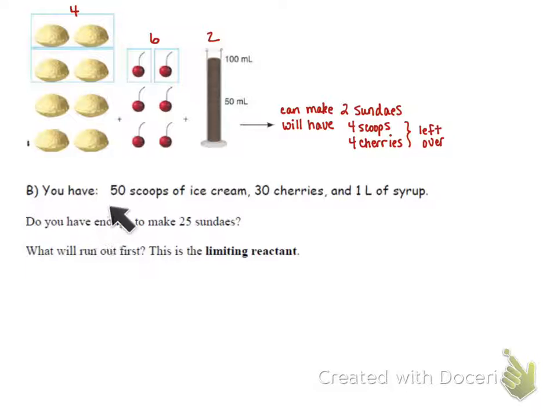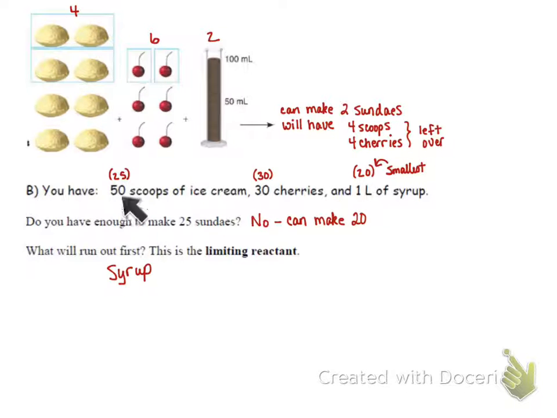So let's say we have 50 scoops of ice cream, 30 cherries, and 1 liter of syrup. So again, go through each amount and figure out how many sundaes you could make. And we could make 25 sundaes from our ice cream, 30 sundaes from the cherries that we have, but only 20 sundaes from 1 liter of syrup. So this will give us the smallest number. So it is limiting and it will run out first. We cannot make 25, we can only make 20 because the syrup, which is limiting, is going to run out.